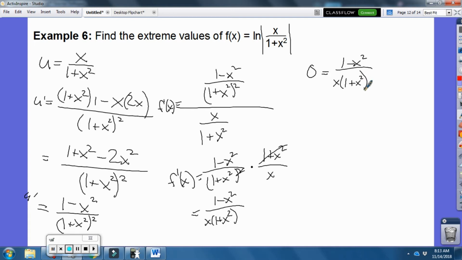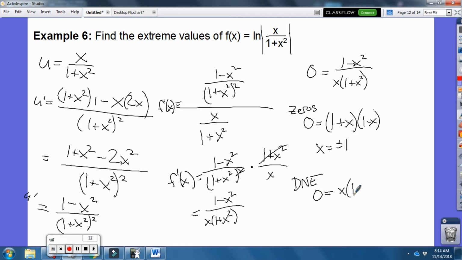So the points where this is 0 are going to be when the numerator equals 0. So 0 equals, these are the zeros, 1 plus x, 1 minus x, since that's the difference of squares. So the 2 points where this is 0 are when x equals plus or minus 1. And then let's find when it does not exist, when the denominator equals 0, because remember we can't divide by 0, at x over 1 plus x squared.